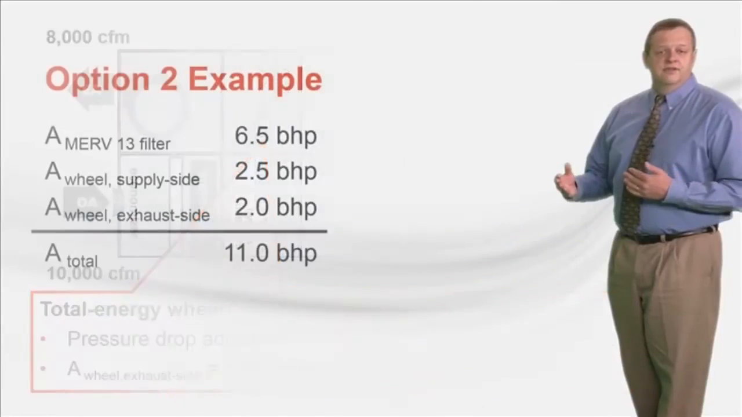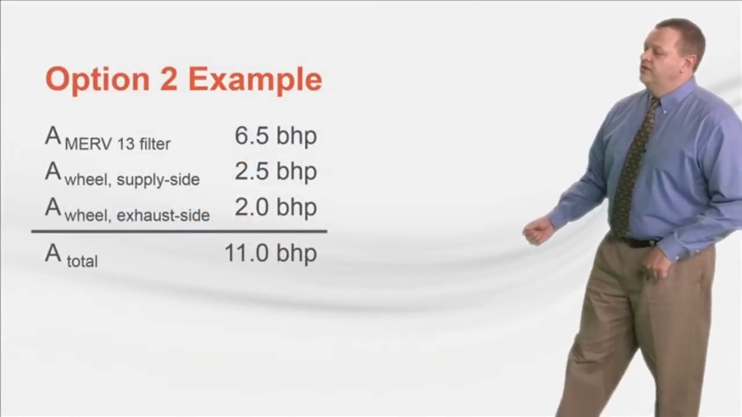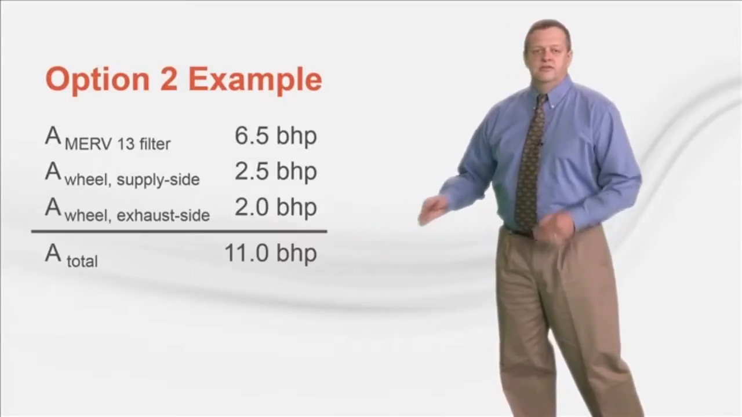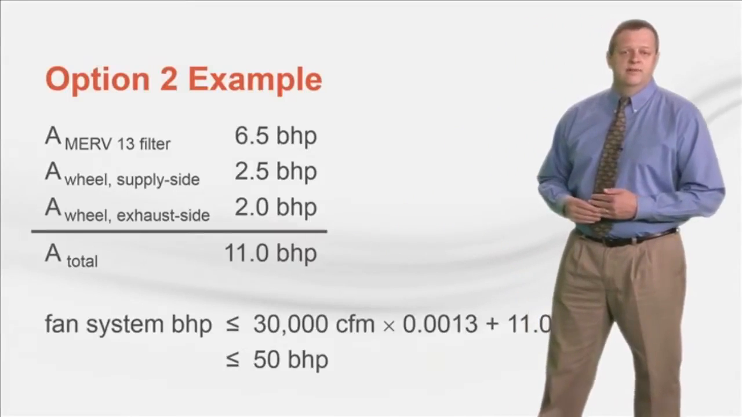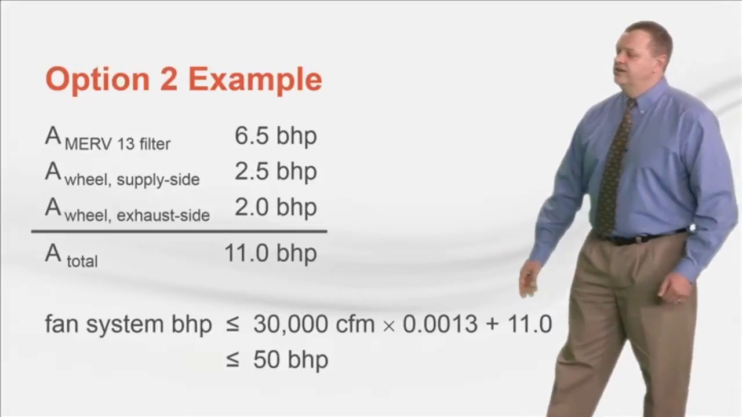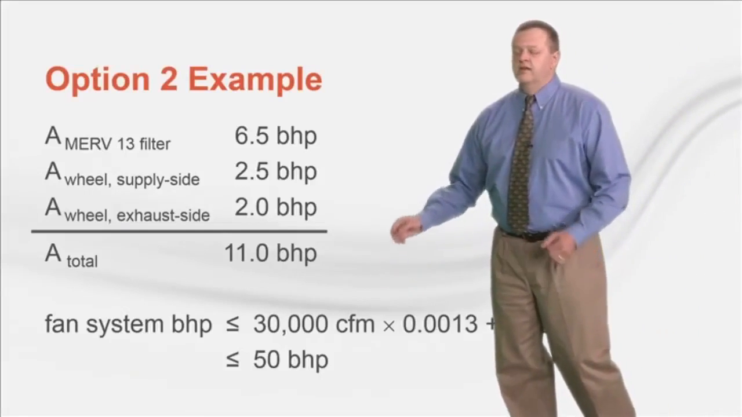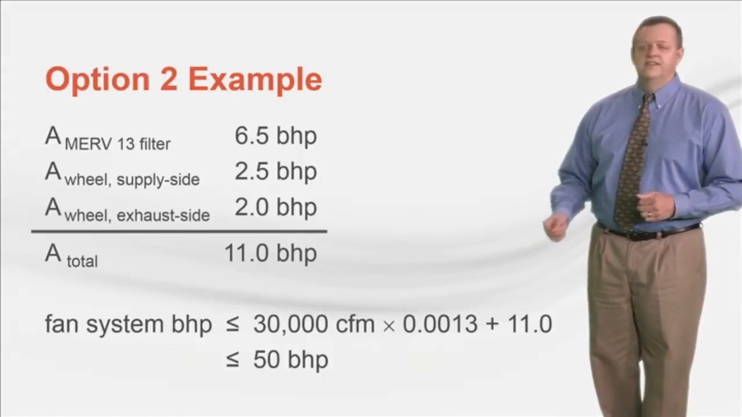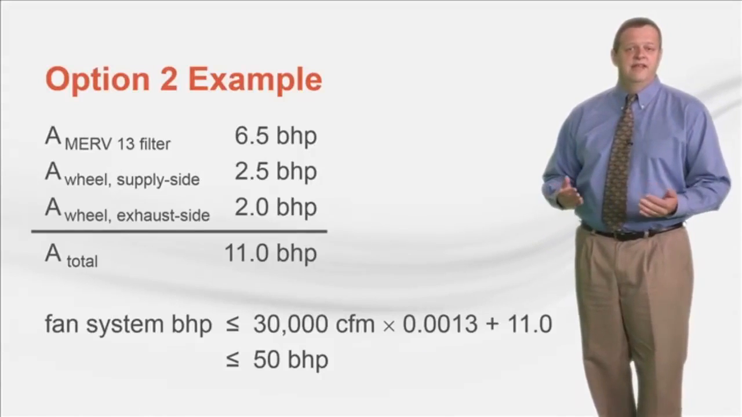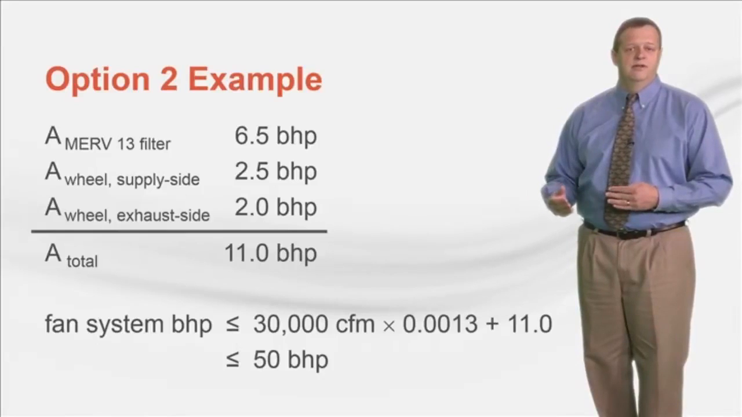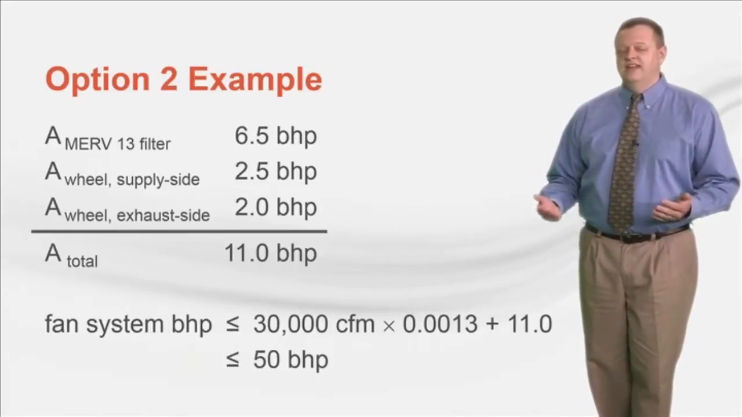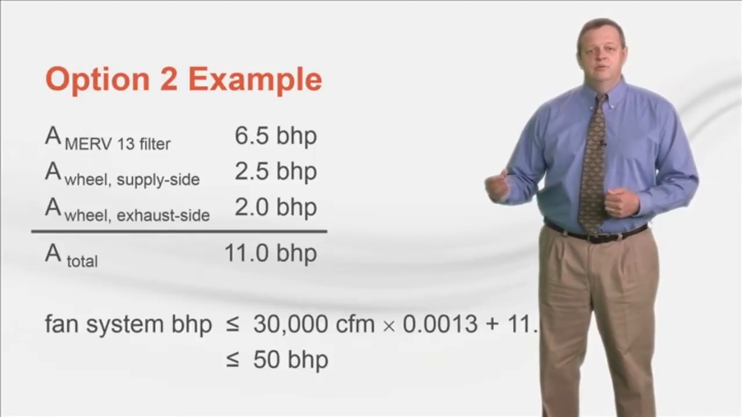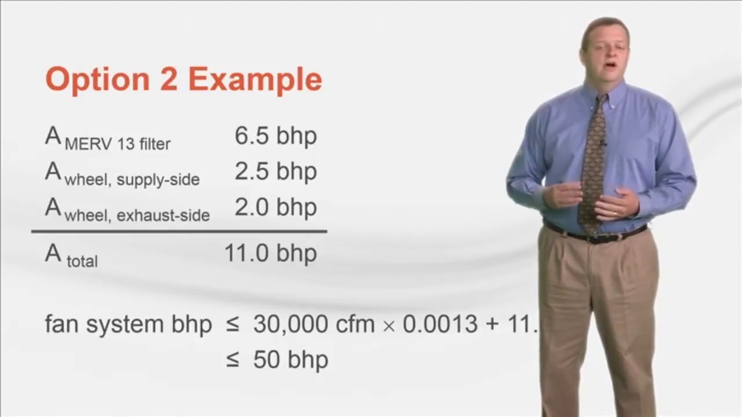Summing up the credits for the filter and both sides of the wheel, the total adjustment or credit is 11 horsepower. So the allowable fan system brake horsepower for this example is increased to 50, compared to only 39 if no adjustments were made. Note that this is also higher than the 45 nameplate horsepower limit allowed by option 1. So for applications that have one or more of these items listed in the adjustment table, option 2 provides greater flexibility to account for those devices.